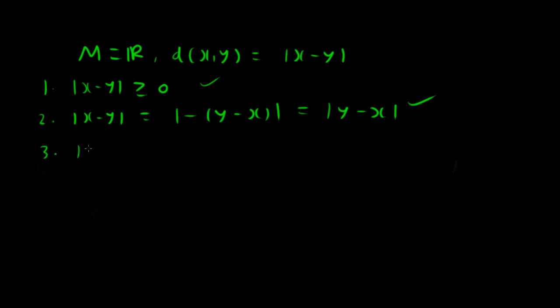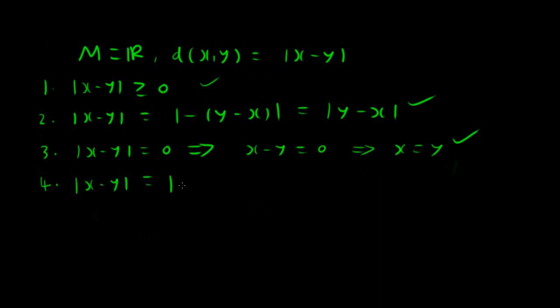Condition number 3, well, this is this being equal to 0 thing, and if this is true, then that implies that x minus y is 0, and then that implies that x is equal to y. So that one is certainly true. And then number 4, well, this is just the triangle inequality.